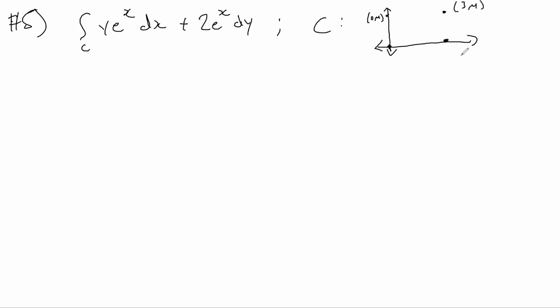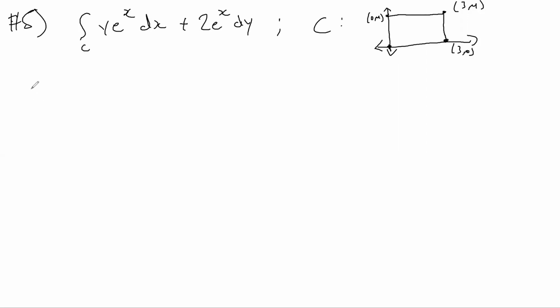3, 4, and 3, 0. Okay. All right, so we have that so far. So it's actually going to be this rectangle right here. Okay, so we'll start off with that. Now, it says to use Green's theorem.